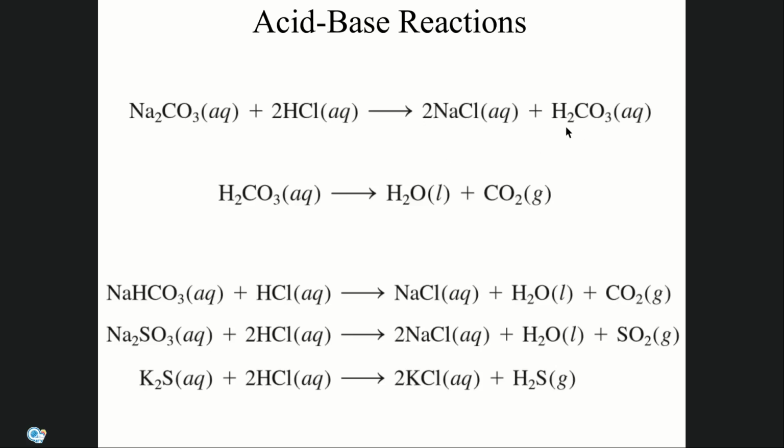Carbonic acid is unstable, and if present in solution in sufficient concentrations, decomposes to water and carbon dioxide. In this slide, you can see additional reactions with gaseous products. For example, reaction with sodium bicarbonate, sodium sulfide, potassium sulfide, and with gaseous products.